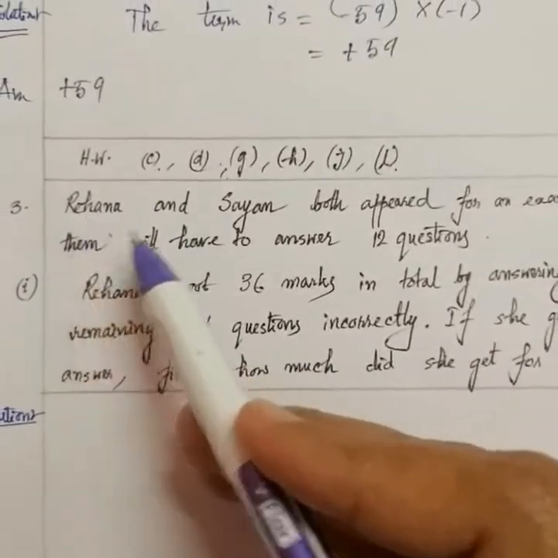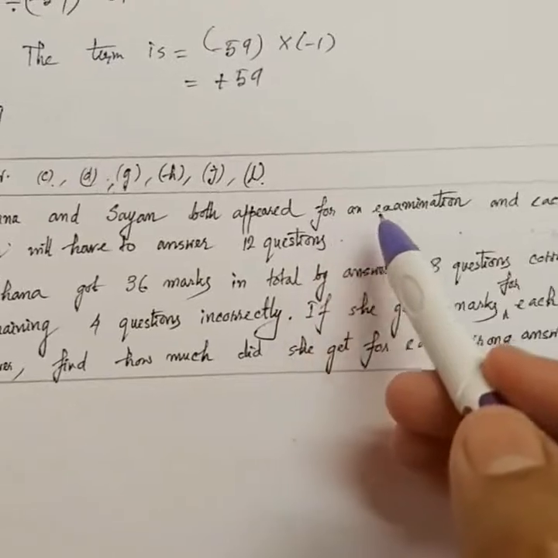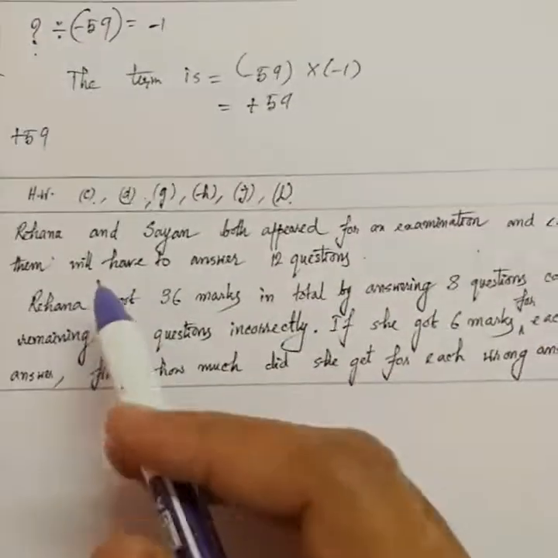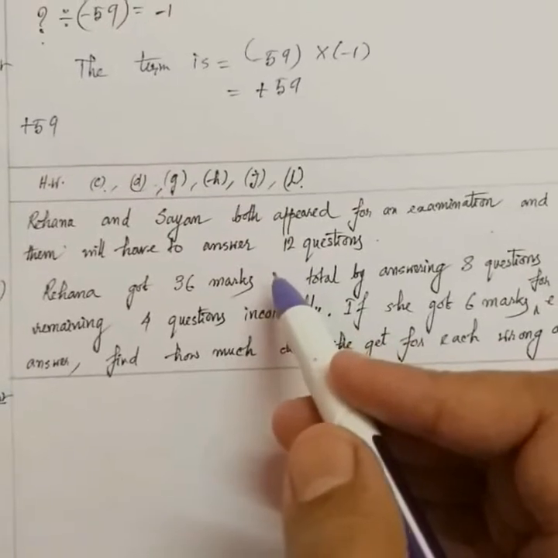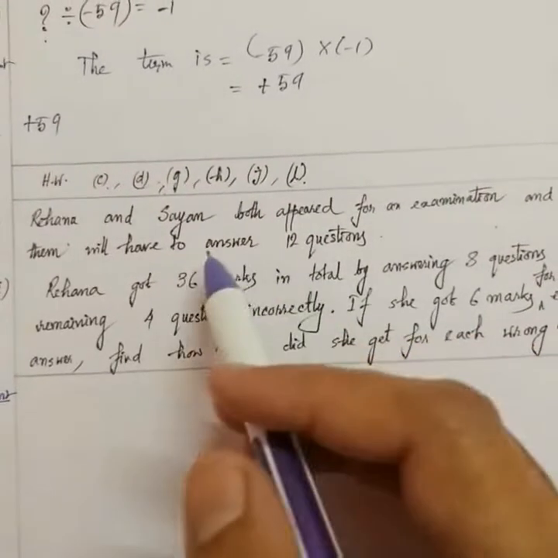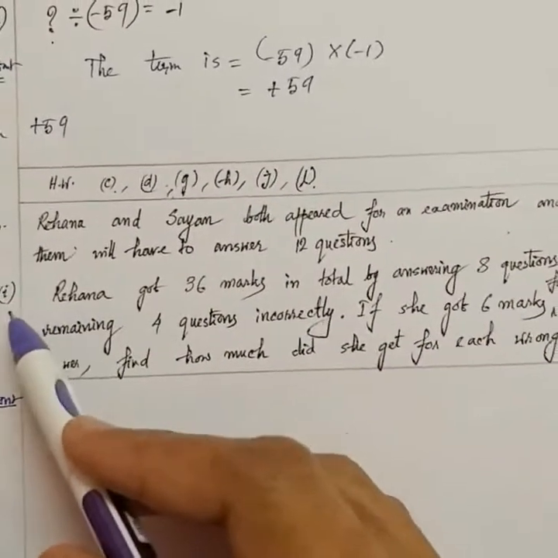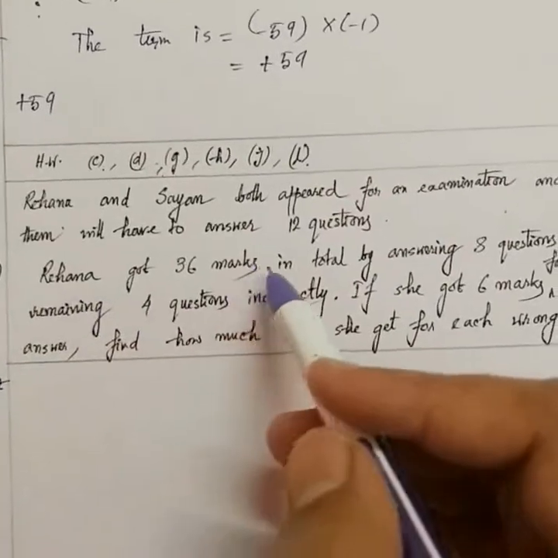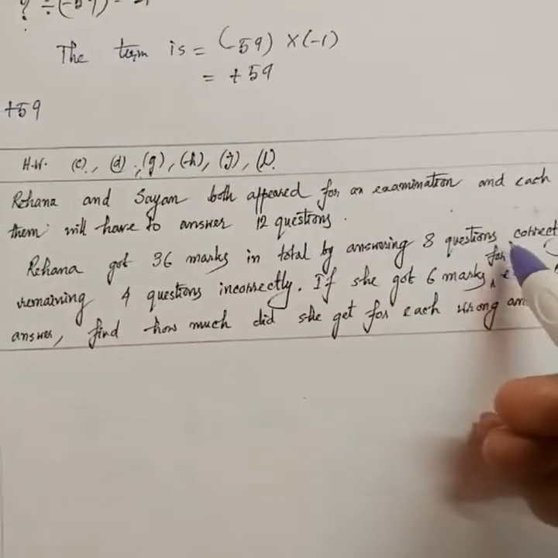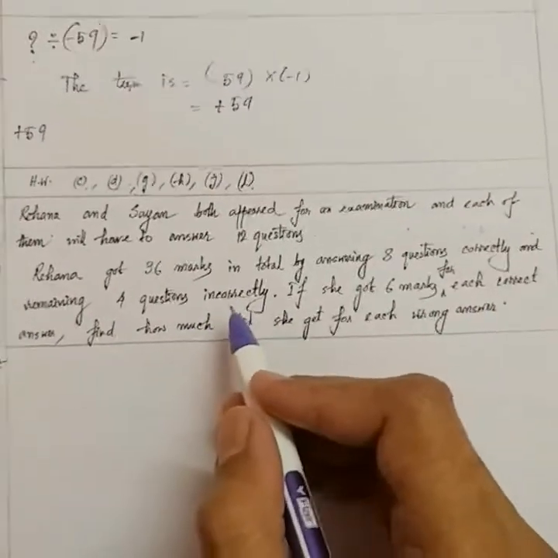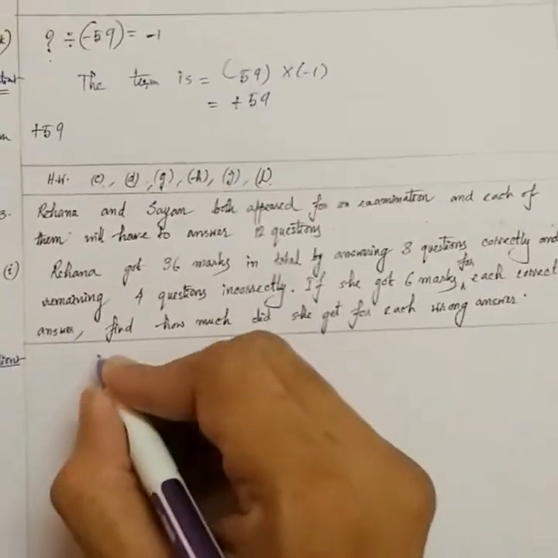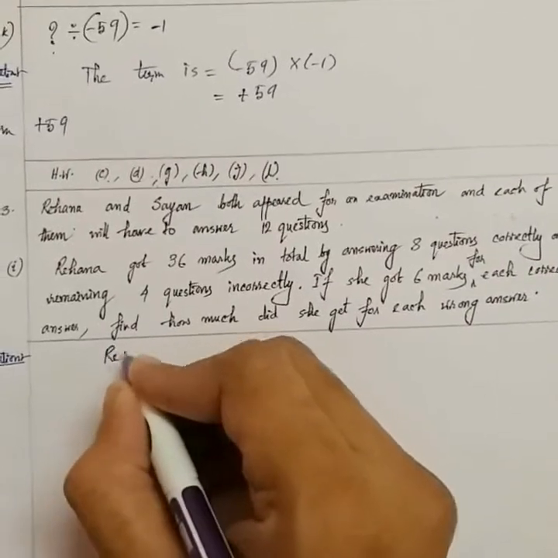The question says Rehana and Shayon both appeared for an examination and each of them will have to answer 12 questions. So in total they will have to answer 12 questions each. Now question number 1 says Rehana got 36 marks in total by answering 8 questions correctly and remaining 4 questions incorrectly.